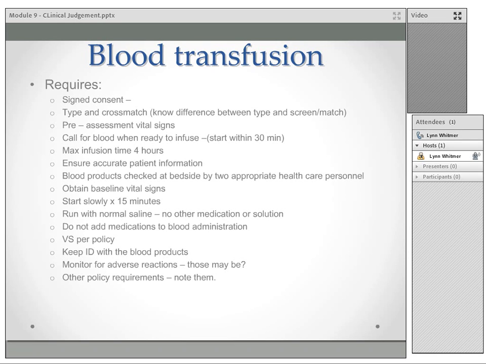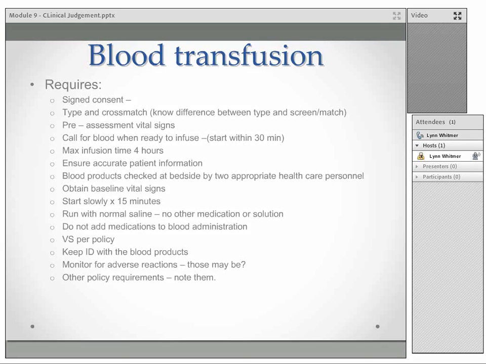Again, once you've started the blood, you'll do a baseline vital signs. You're going to start the blood very slowly. You're going to be checking vitals and checking on them every 15 minutes. You'll run the blood with normal saline, but no other medications or solutions. Do not add medications to blood. Do your vital signs per your patient policy, or your hospital policy, I'm sorry.